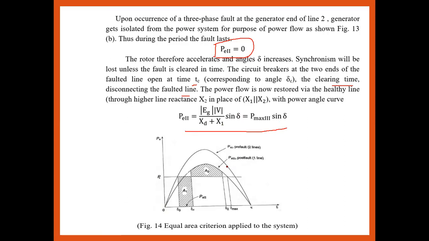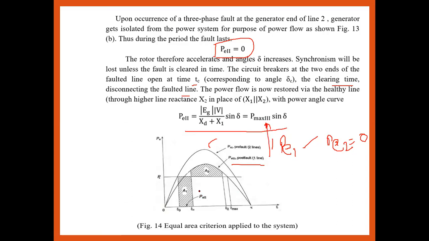This is the condition for the post fault, and this is the pre fault. What will it be in the pre fault? PE1 is there, and what will PE2 be? It is equal to 0 under this condition. And under this condition, this case is there.